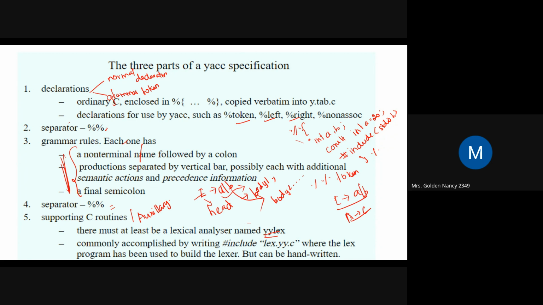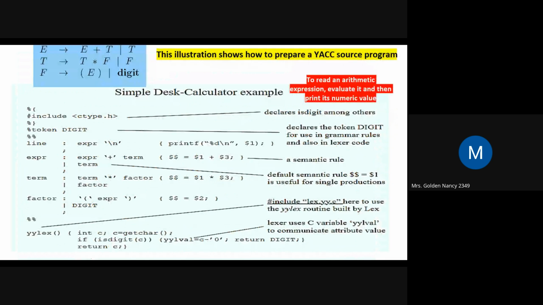So your program should have a declaration part separated. After that you have a separator, where you will declare a normal declaration as well as your token declaration. Then you'll have a grammar rule where you will be defining how the grammar should be, followed by your auxiliary functions. We'll see with an example.